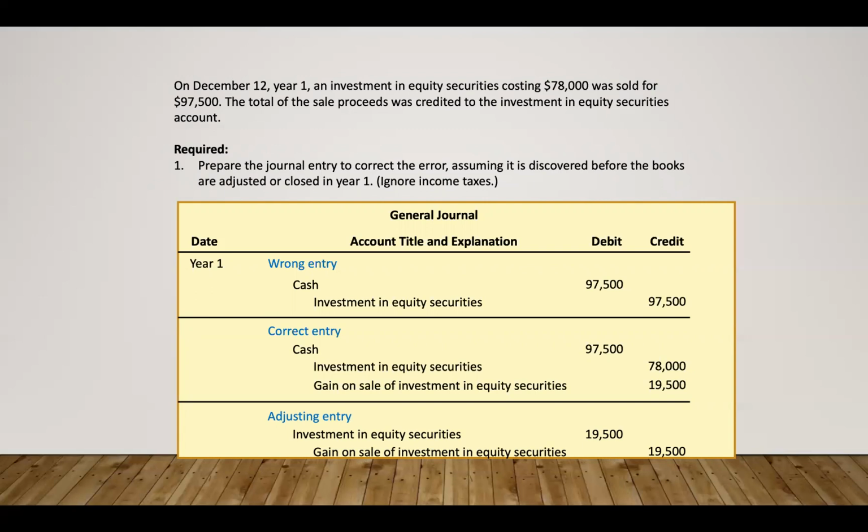The reason you're doing this is because you can see here, due to this wrong journal entry, you understate investment in equity securities and you understate gains on sales. So here, this is one adjusting entry way to fix it. Alternatively, you can just reverse the wrong journal entry and rebook the correct journal entry.